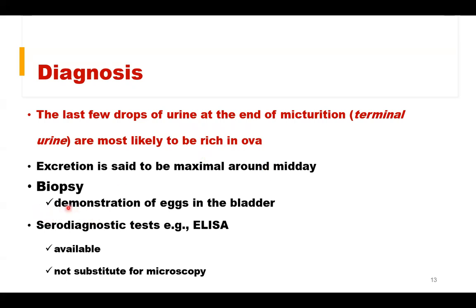Apart from performing microscopy on the urine, a biopsy may help. Of course, this is not coming to the micro lab. This is going to the histopath lab. So the eggs can be demonstrated in the bladder wall. A serodiagnostic test is available, but this is not useful in endemic areas. In areas where you don't have the infection, this may help you, okay?